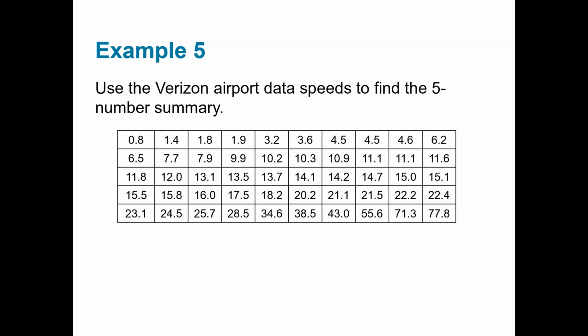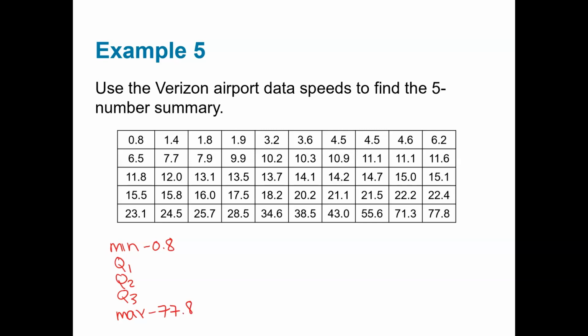So we need to find the 5-number summary. To find the 5-number summary, we need the minimum and the maximum, which I always like to grab first because those can be pretty easy. So we need the Q1, Q2, Q3, and the max. So I can see that the minimum is 0.8. And then I can see that the max is 77.8 because it's already in order.